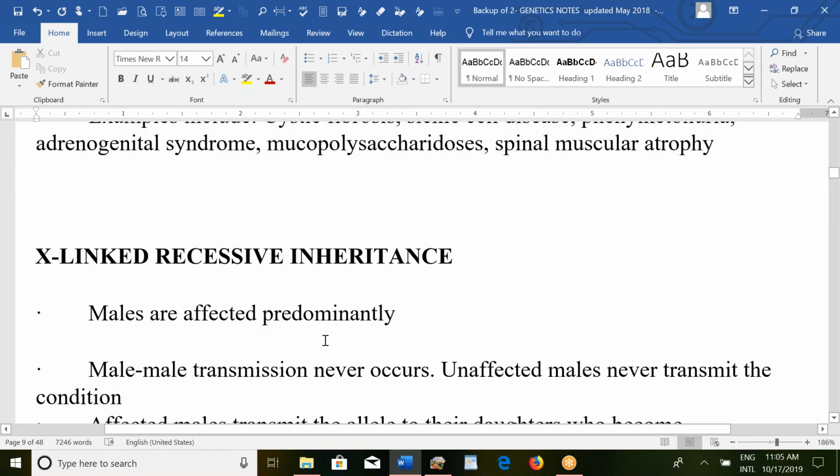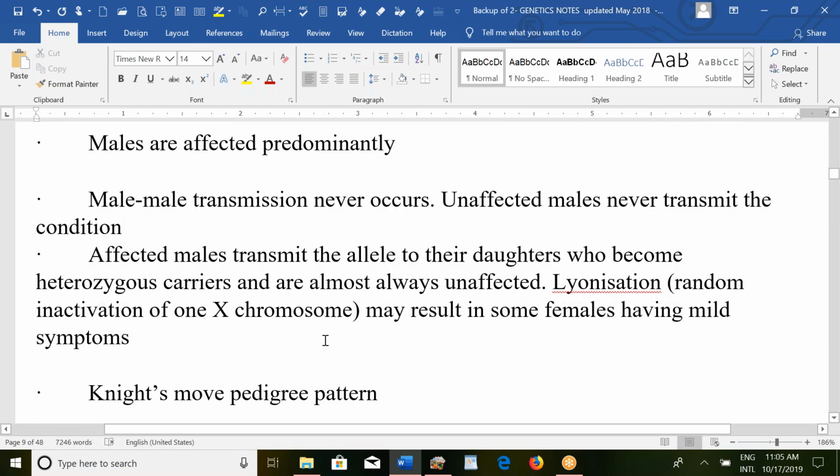X-linked recessive inheritance. Males are affected predominantly. Male-to-male transmission never occurs. Unaffected males never transmit the condition. Affected males transmit the allele to their daughters, who become heterozygous carriers, and they are almost always unaffected. Lyonization, which means random inactivation of one X chromosome, may result in some females having mild symptoms.